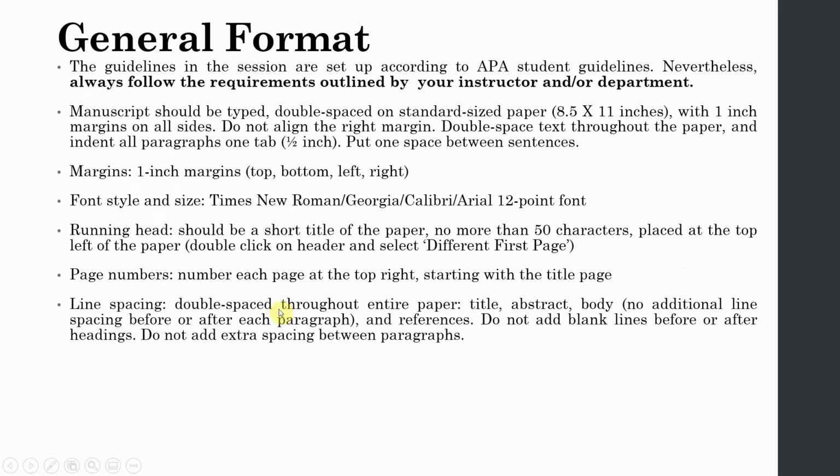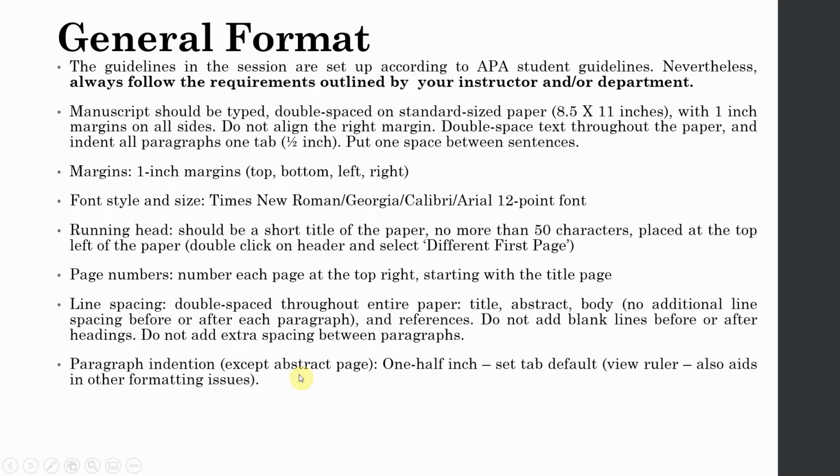Line spacing should be double spaced throughout the entire paper. Title, abstract, body, and references: no additional line spacing before or after each paragraph. Do not add blank lines before or after headings. Do not add extra spacing between paragraphs.